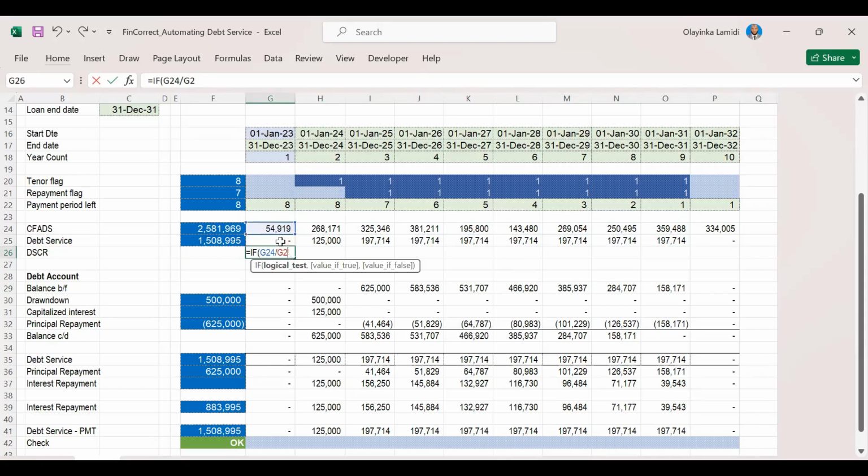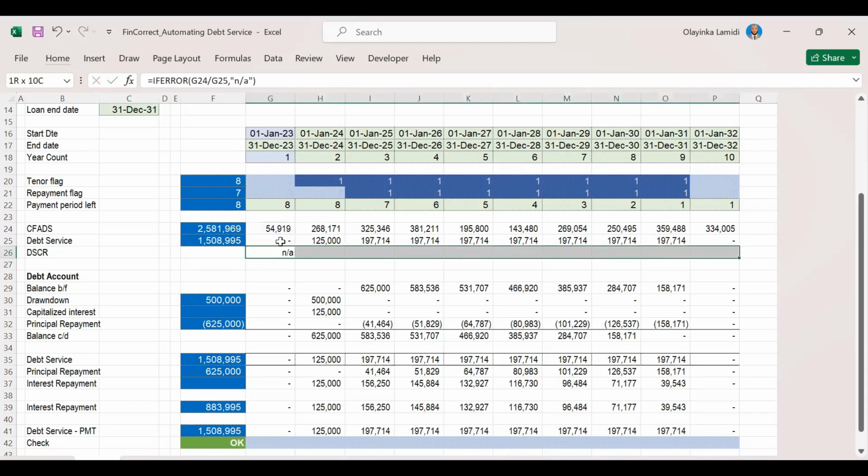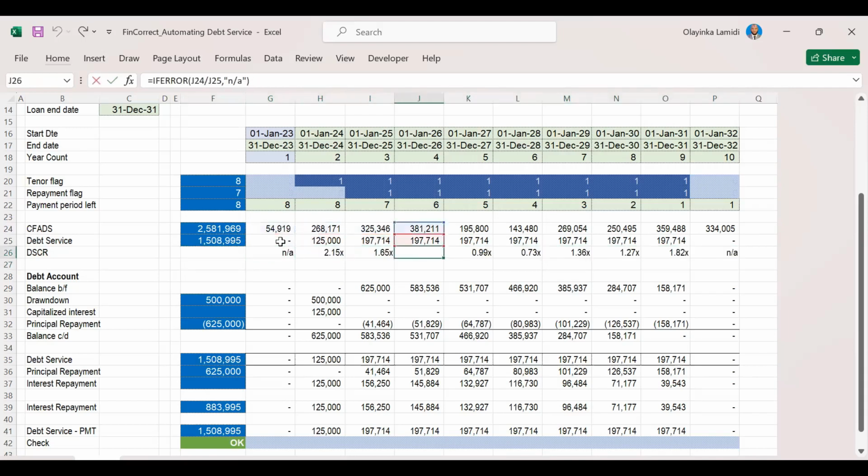Or let me use IFERROR. So IFERROR, give me CFAD divided by debt service, but if it is an error, then give me not available. Then close the bracket, punch enter on your keyboard. You can see you have not available here. Then you fill right, and you can see you have 2.21 and all of that. So to get your average DSCR, the average for this project is actually 1.71x.